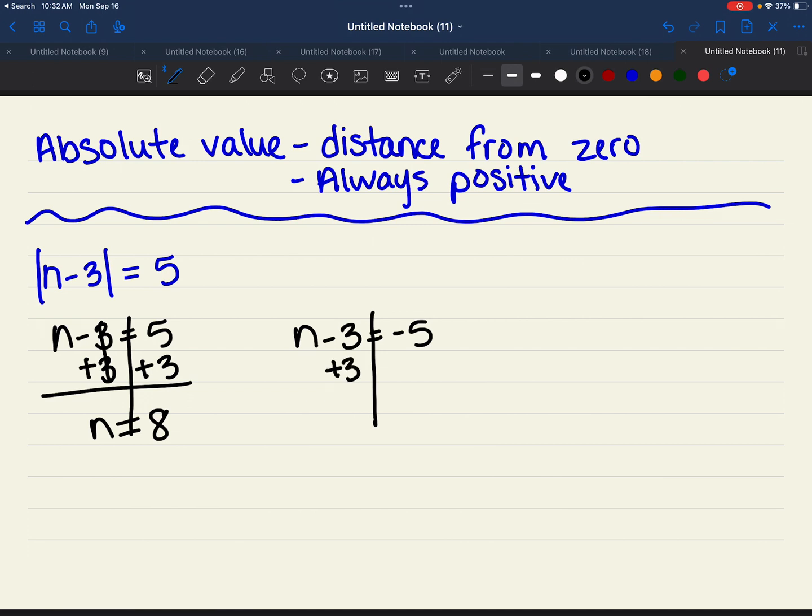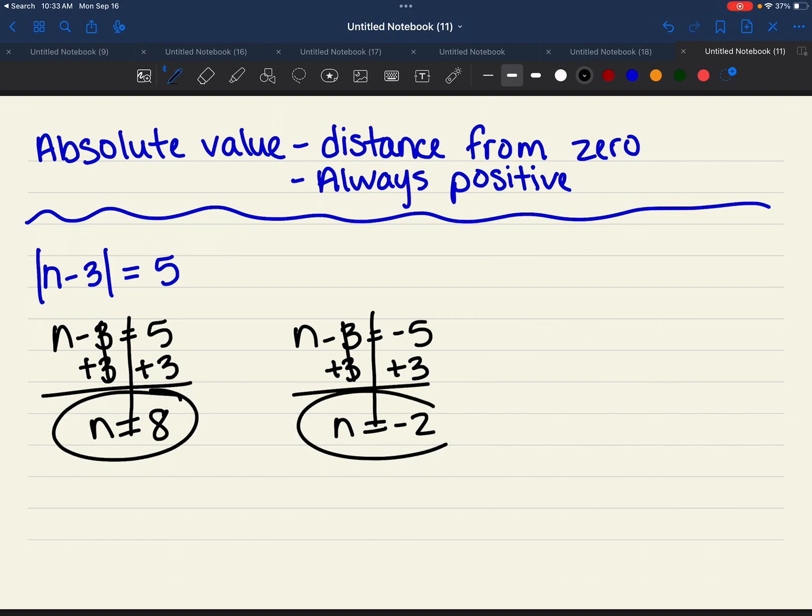What about on the other side? If I want to get n by itself over here, what's my only step? Plus 3 also. Now, what is negative 5 plus 3? Negative 2. So how many answers did I just get for n? 2. What are my two answers? 8 and negative 2. What if it asks you to graph those on a number line? Then you put them on the number line.